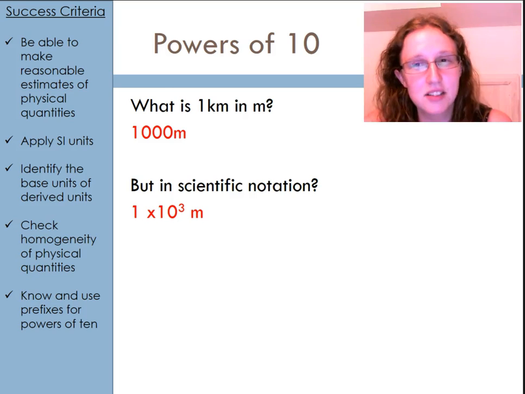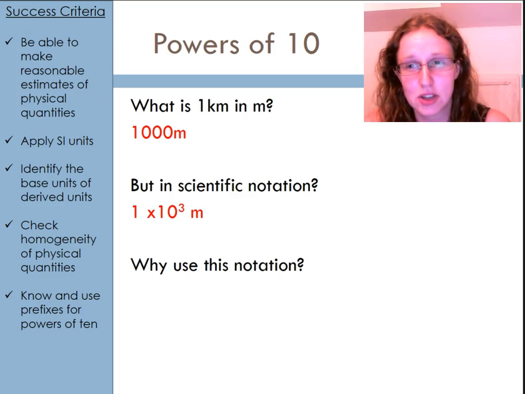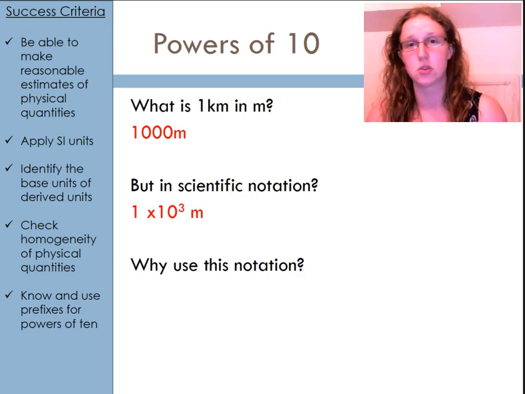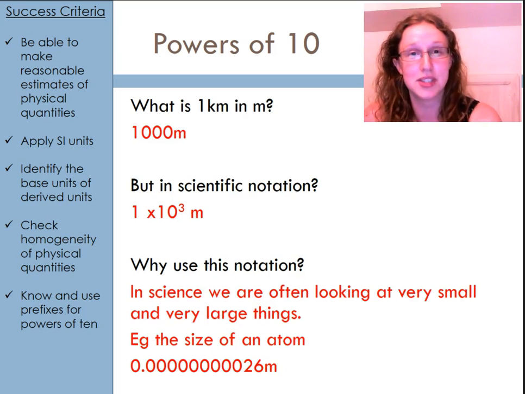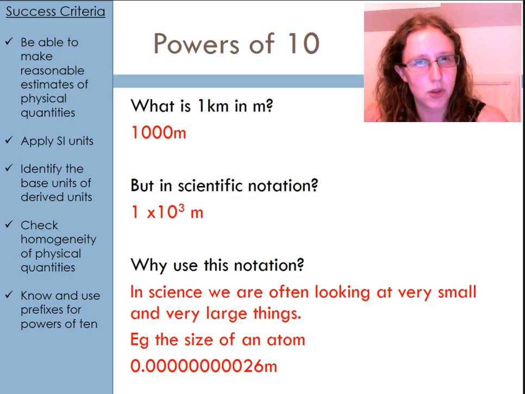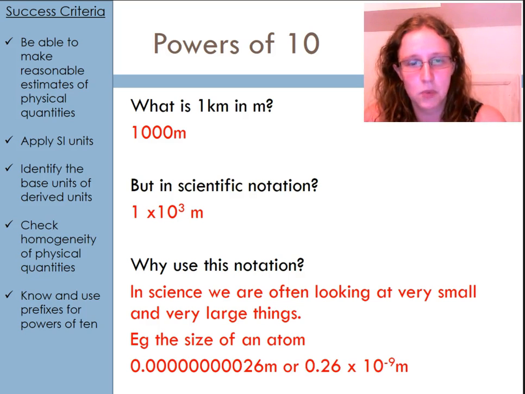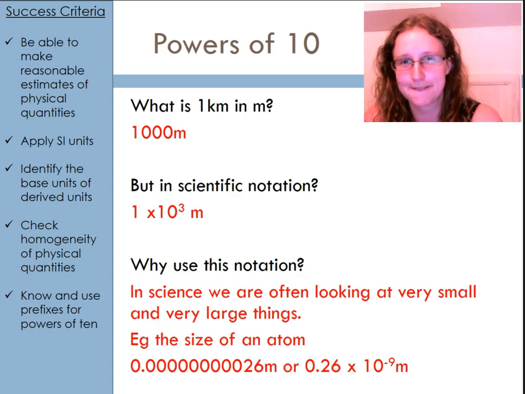And sometimes that is really useful because I might be doing something that's really huge, and I might want to use this notation because in physics we often look at really big things or really small things. So if I've got the size of an atom, I've got 0.00000000026 meters. See, all those zeros. That's a lot to write. When I could just write it as that, 0.26 times 10 to the minus 9 meters. Save myself a whole lot of energy.